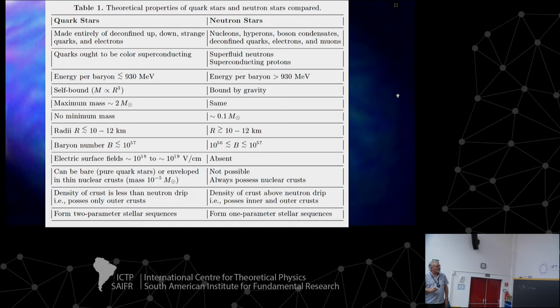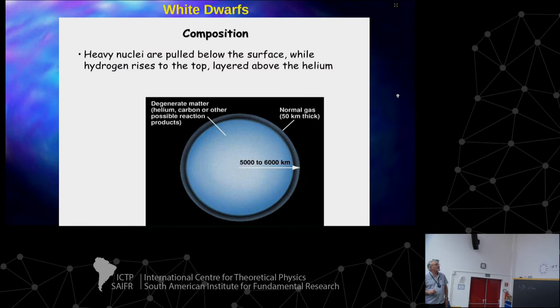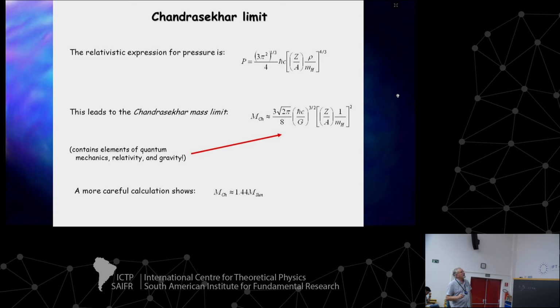These electric surface fields I will talk about later in my talk. So white dwarfs, as I said, are made of degenerate matter: helium, carbon, or other possible products of reactions, and they usually have a normal gas of hydrogen outside. The more common are carbon ones, okay? But you can also have heavier ones inside, like oxygen or neon. So you still have nuclei, but ionized, okay? That is the difference between white dwarfs and neutron stars.